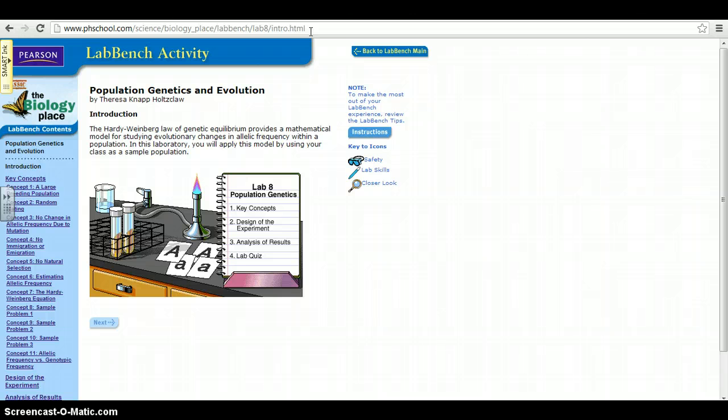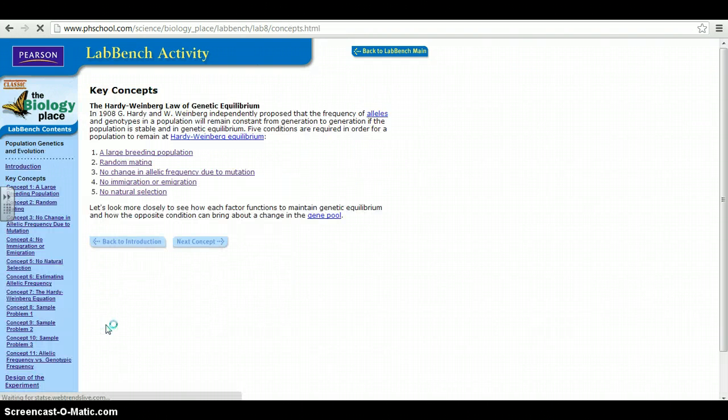So in the Bean Lab, you discovered that natural selection isn't the only way that evolution can happen. If evolution is not happening, we say that a population is in genetic equilibrium. And Hardy and Weinberg were two scientists who came up with 5 different conditions that must be true of a population if they are not evolving. So let's go through those conditions. The first one is a large breeding population.